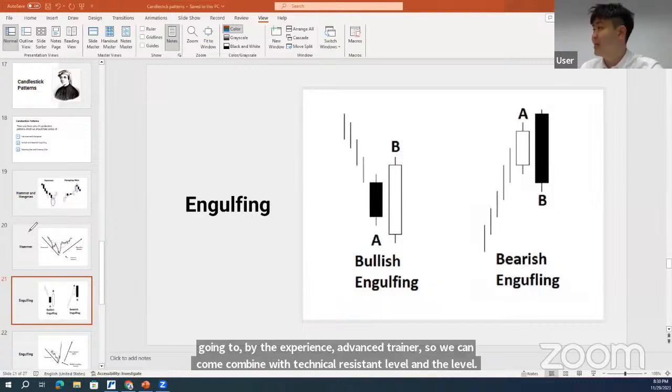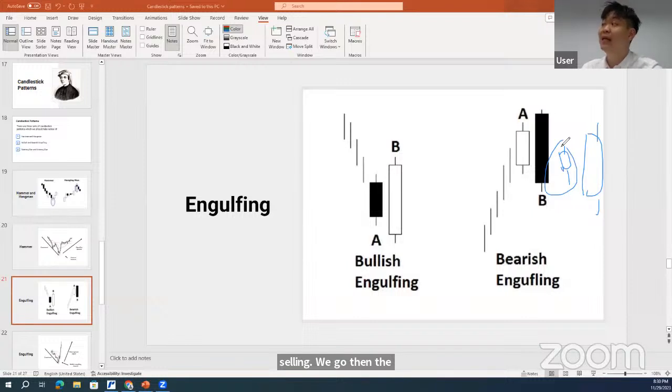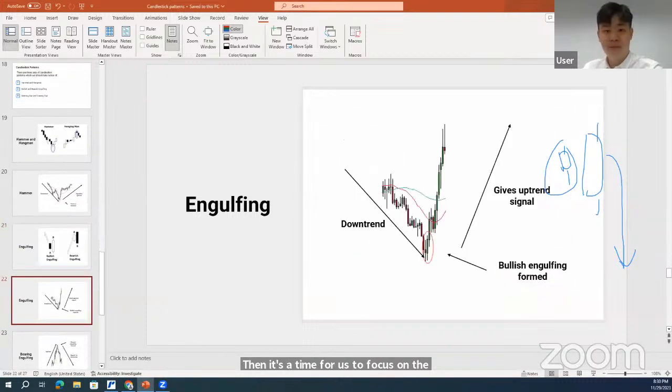But the bearish engulfing candlestick is the other way around. The selling candlestick is bigger than the bullish candlestick, or buying candlestick. So when it's bigger, then it's the time for us to focus on the trend reversal. So here is the example.